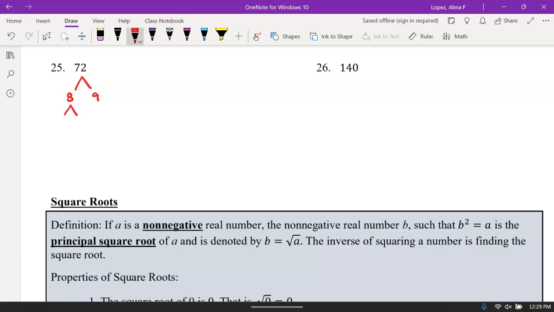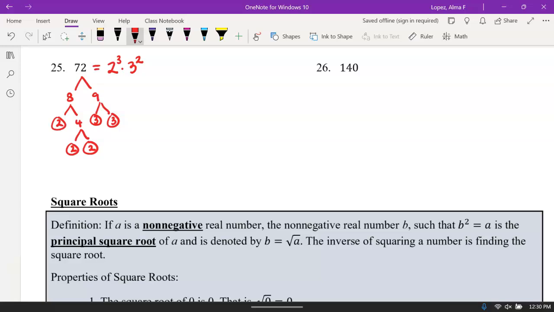I can break 8 down a little further into 2 times 4. The 2 is prime, but this 4 isn't. So I'm going to break him down a little further. And as soon as the ends of those branches are prime, you stop. The 9 can be broken down now into 3 times 3. And again, once you get all of the ends of the branches to be prime, you're finished. And we can rewrite this guy as 2 to the third power times 3 squared.